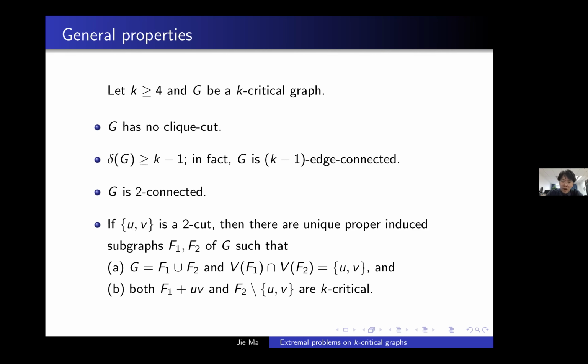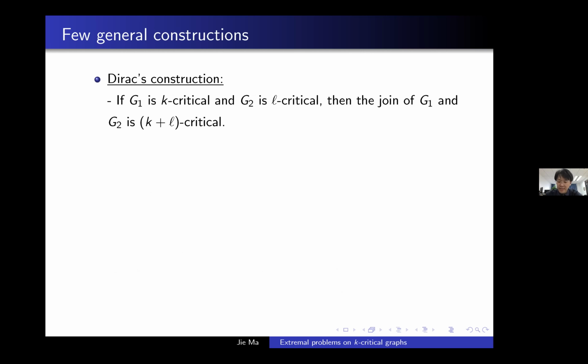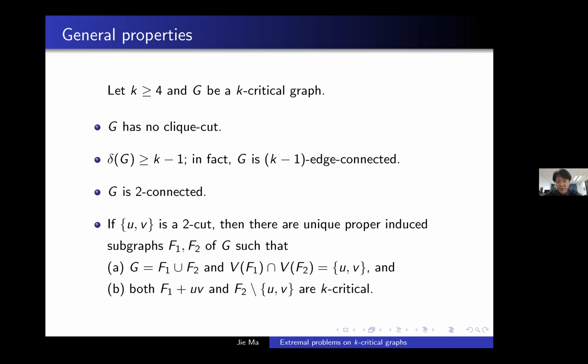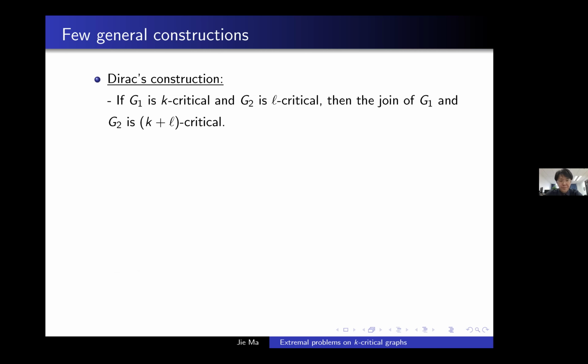And basically, this structure theorem tells us that we can view a K-critical graph as almost a three-connected graph. Of course, in real three-connected graphs, there's no two cut. But in this scenario, if we have a two cut, then we have this structure. We can kind of do induction. We can go to smaller pieces and keep doing this. There are many solutions of conjectures in terms of K-critical graphs that rely on this lemma.